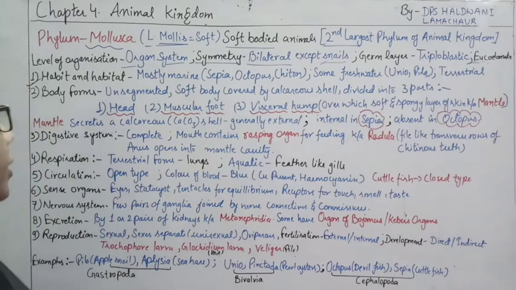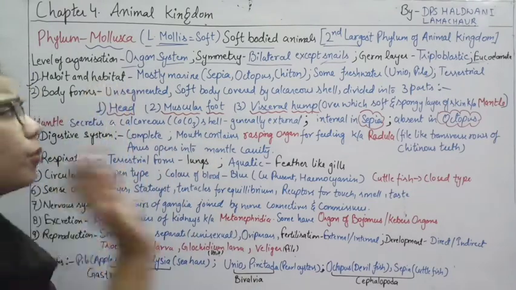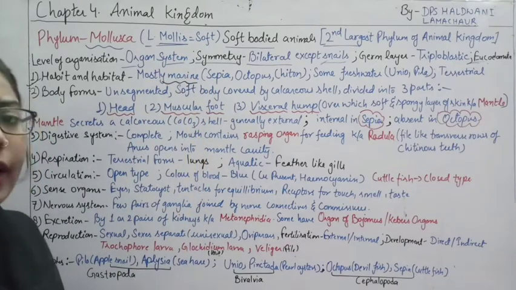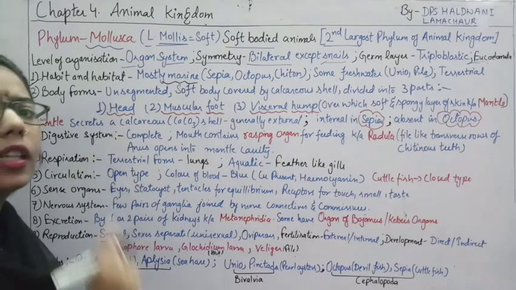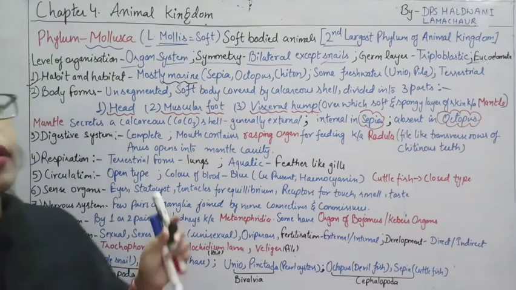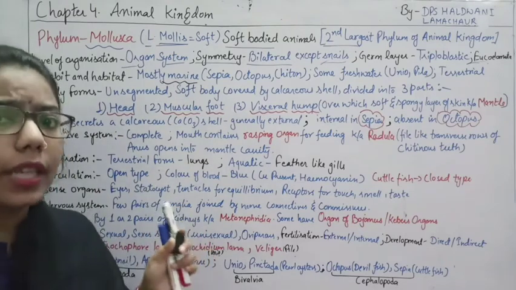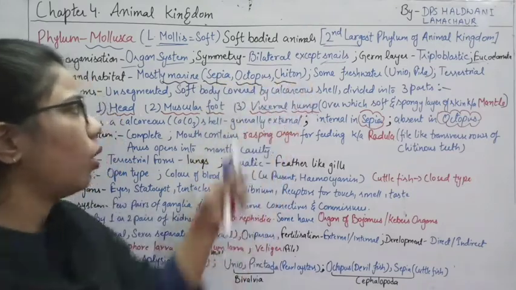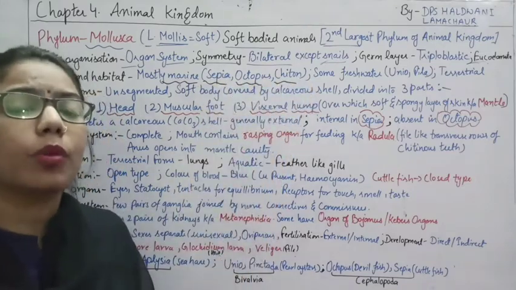So the same thing we have written here. The habitat is mostly marine. आप ज़्यादा इनको कहाँ देखेंगे? Water में. And in case of water, mostly they are in marine water. They can be present in the oceans and seas. Examples are sepia, octopus and chiton. Octopus example आपको पता होगा कि हम कहाँ में मिलते हैं?